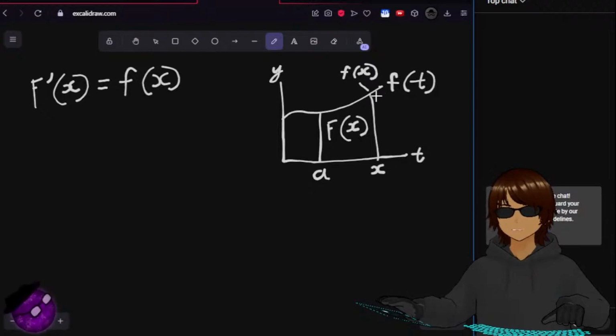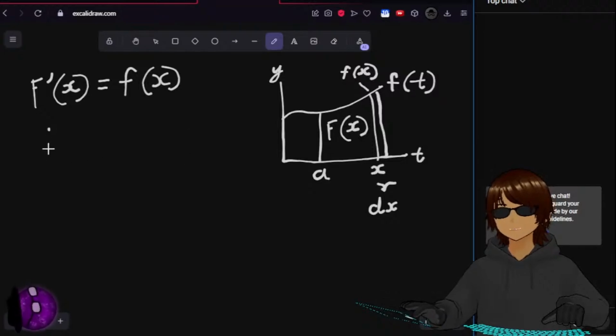So let's say here this is dx, but dx is like infinitely small. I don't know if that's how you say it. So it is infinitesimally small, I think. So how much the area changes for a very tiny increase in x, that is approximately equal to f of x.